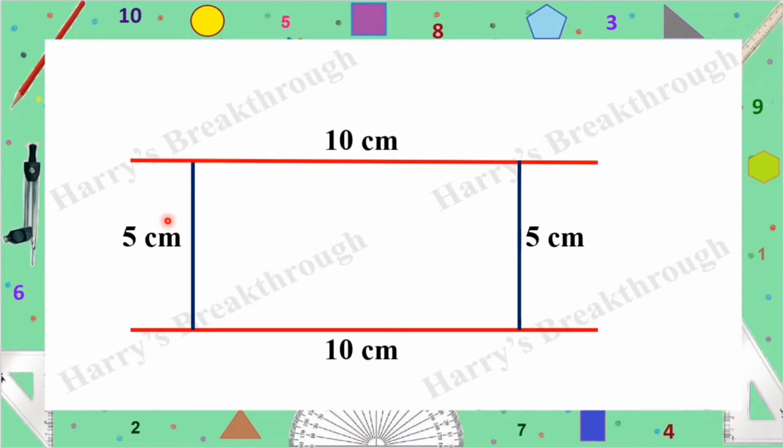Now if we look at this, here we can see that if we extend the sides of this rectangle, these sides never meet, or the distance between these two lines is always the same. These are at 5 centimeter distance. So in this way we can draw rectangles.